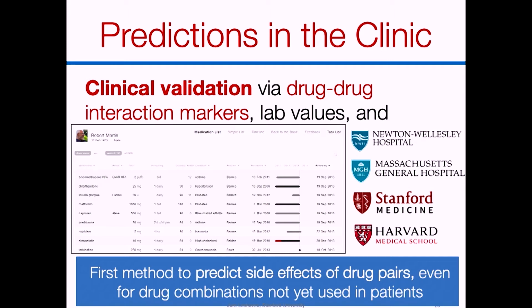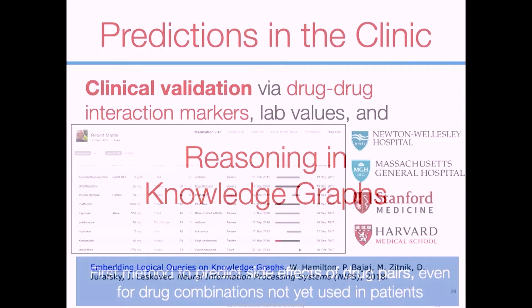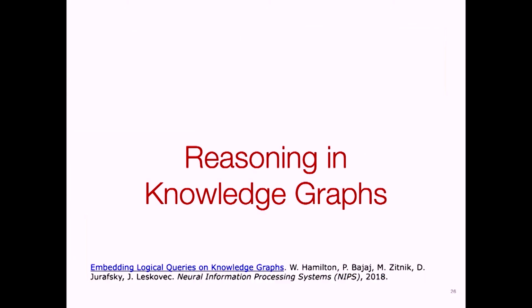What is also interesting here is that we can make predictions even for drugs that have never been prescribed yet or haven't even been developed yet. Our methodology allows us to do that. So that's number 2. And then number 3 is reasoning in knowledge graphs.